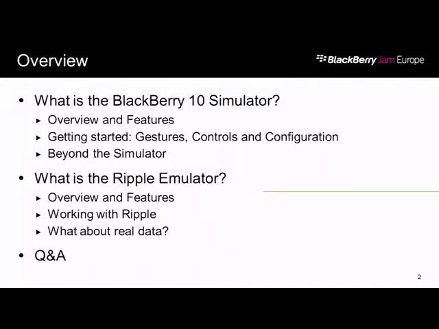We'll just get started here. So what we wanted to do in this session today is do an overview of both BlackBerry 10 simulator and the Ripple emulator. So in the BlackBerry 10 simulator, we'll be looking at a quick overview on some of the features if you're not familiar with what we have in there today. We'll do a quick run through of getting started using it, and we'll look at gestures that we have built into the simulator, as well as controls and some basic configurations. And then lastly, we'll quickly look at beyond simulators. So, the times that a simulator wouldn't be enough for your application testing.